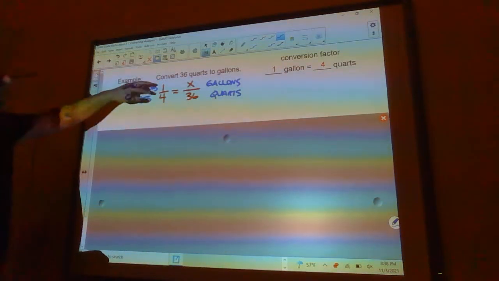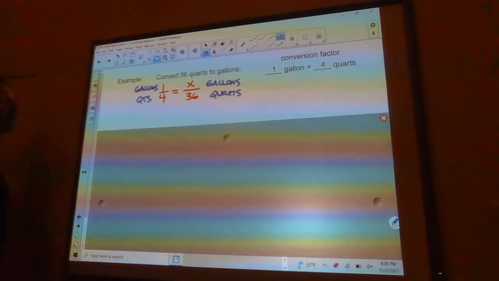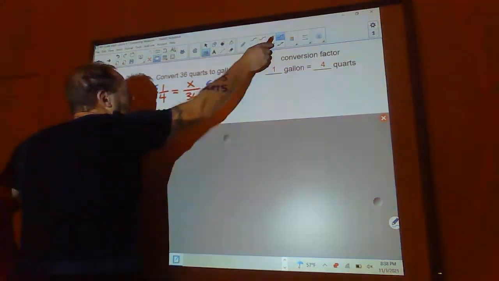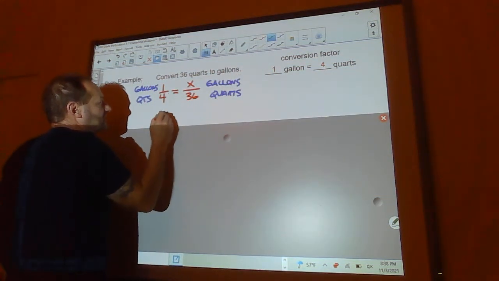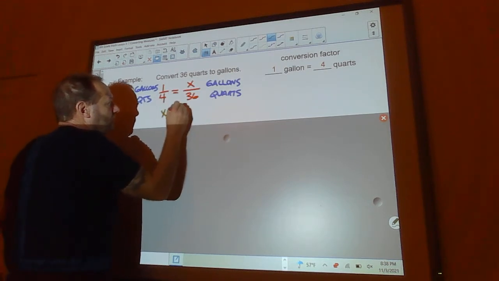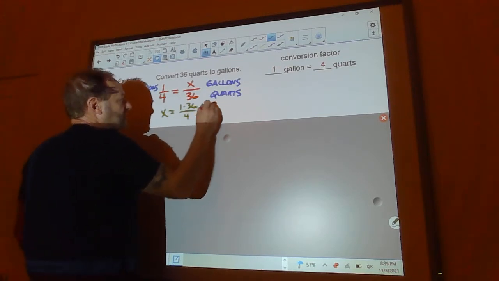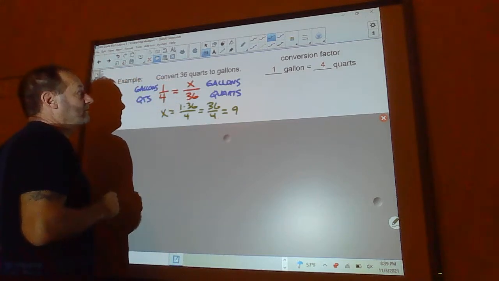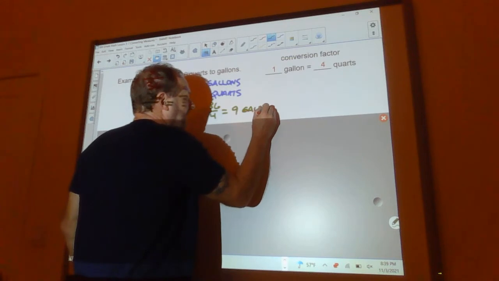Now, I could flip this. If I do, I just have to flip that. I'm going to end up with the same answer. So how do I solve this? Remember, this is just a proportion. Any proportion, you find the two numbers that are diagonal from each other. So that's 1 and 36. You multiply those, you divide by the other one. So x is going to be 1 times 36 divided by 4, which is just 36 divided by 4, which is 9. So 36 quarts is 9 gallons.